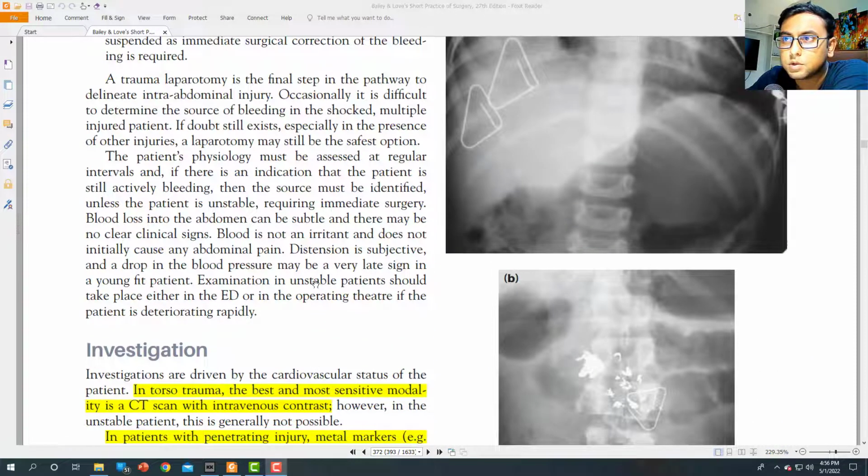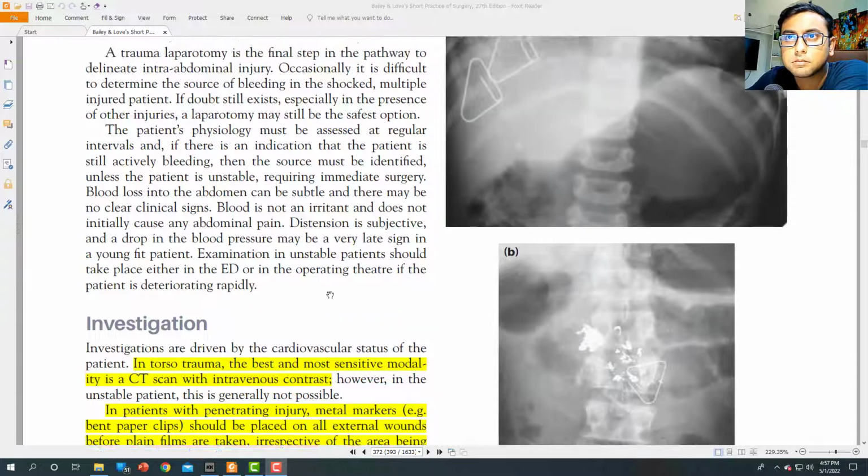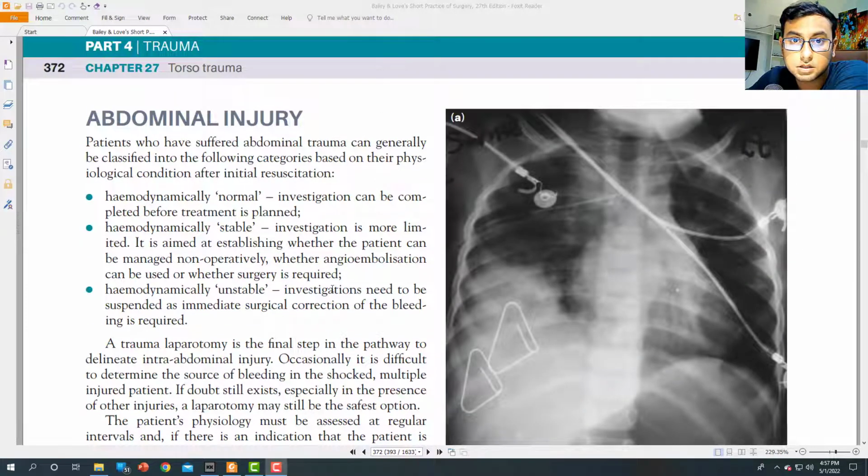In the previous video we saw some conditions called the deadly dozen, and now I'm going to start today's presentation about abdominal injuries, or abdominal trauma. Patients who have suffered abdominal trauma can generally be classified into the following categories based on their physiological conditions after initial resuscitation. First, initial resuscitation is done, then the second part is the physiological classification of injury.